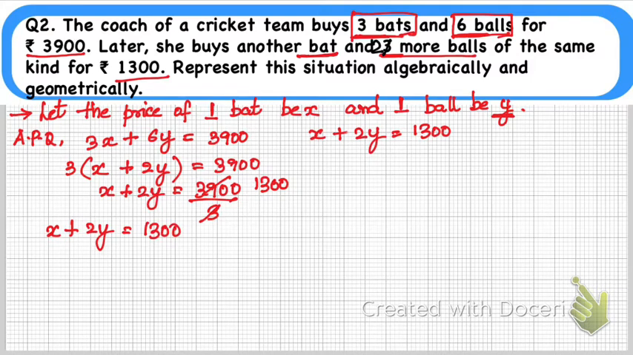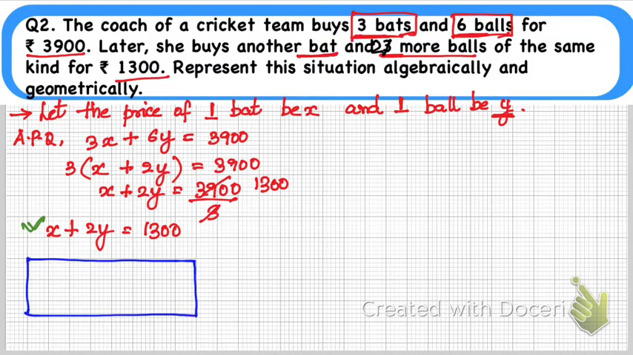Now if you notice, this equation and this equation are the same, meaning the points and the graph that we are going to get for both the situations is the same, a single line for both the situations. So I am erasing this part and I'll consider the points for this one graph only, one line only.